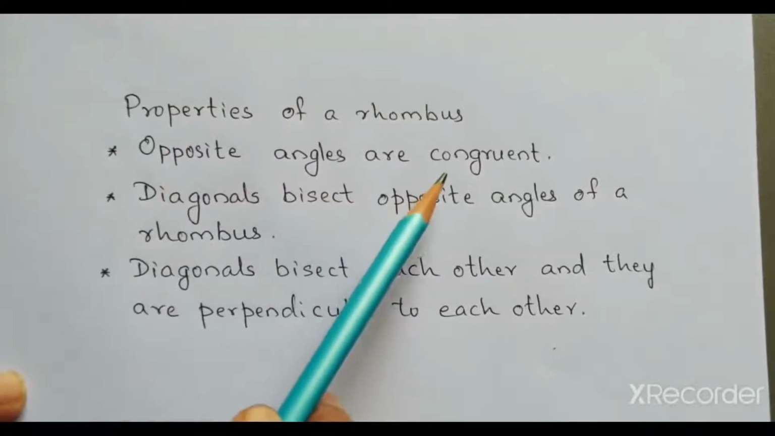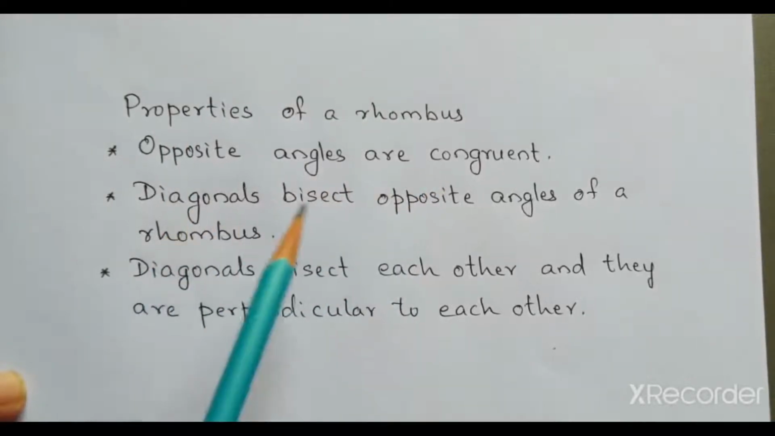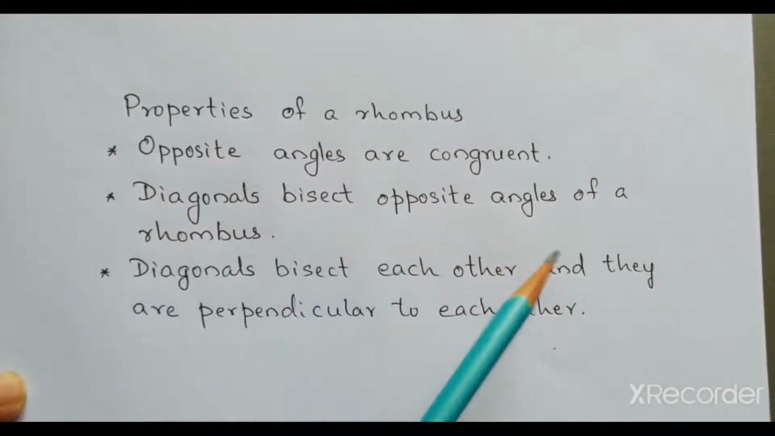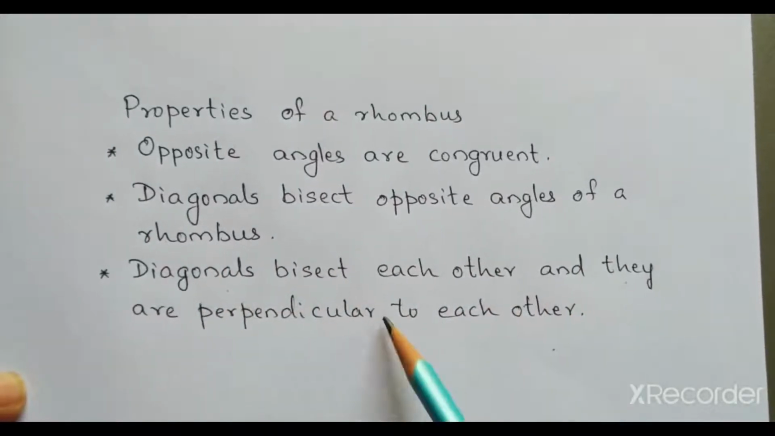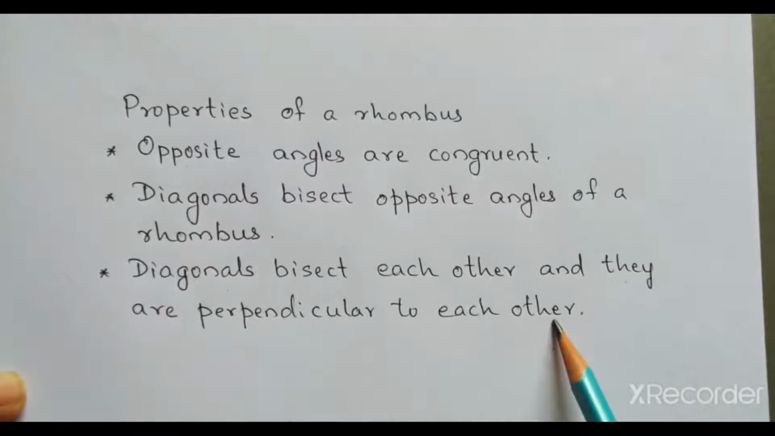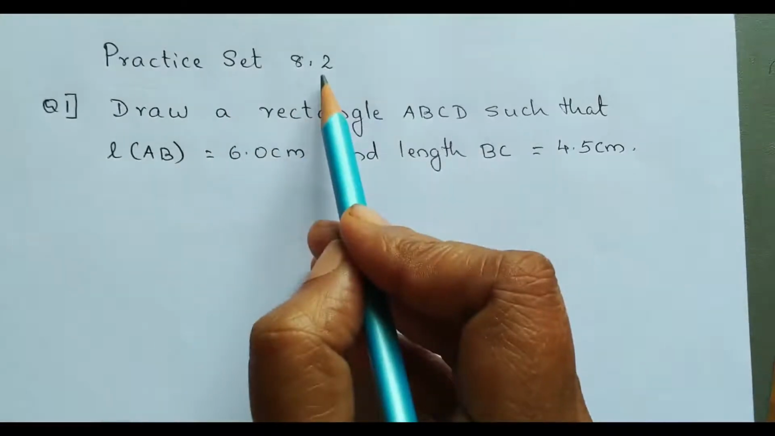Opposite angles are congruent. Diagonals bisect opposite angles of a rhombus, and also diagonals bisect each other and they are perpendicular to each other. Now let's take practice at 8.2.